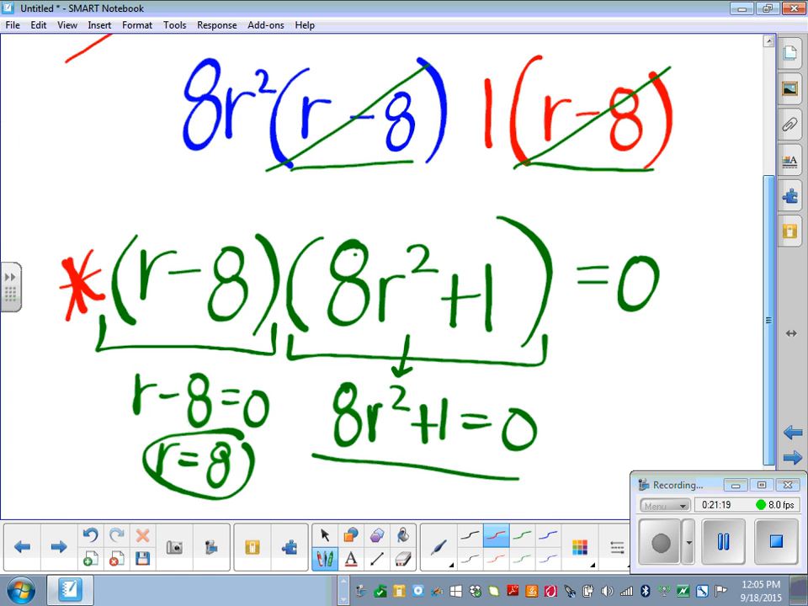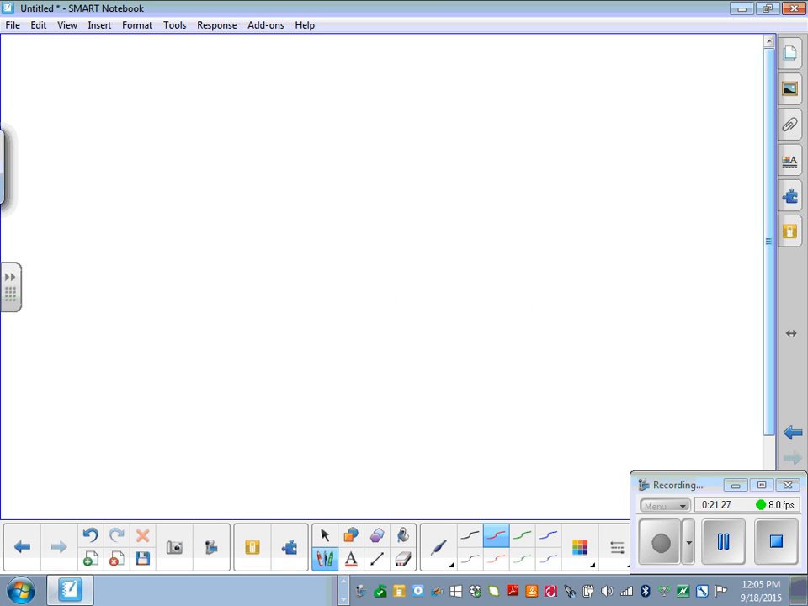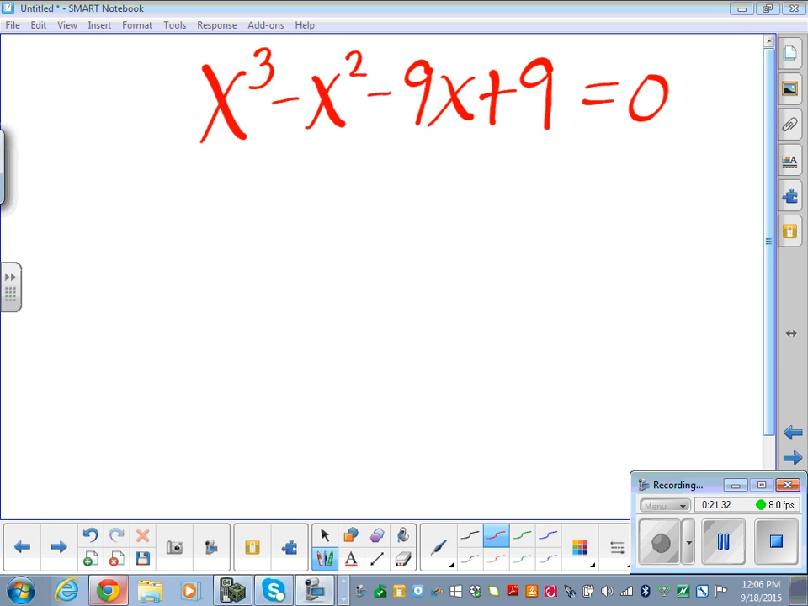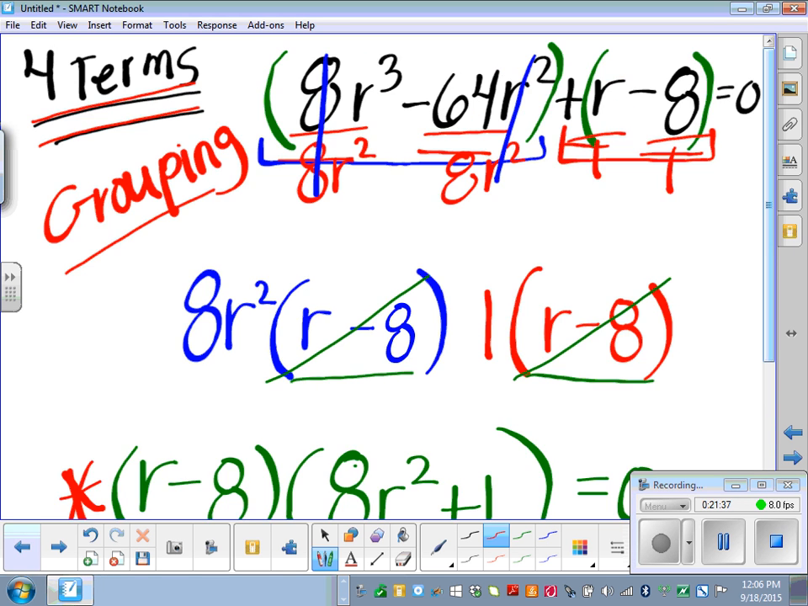Let's do another one where you are going to factor by grouping. Once again, you know you're probably going to be factoring by grouping if you have 4 terms. So let's do another one. Okay, so I'm going to do this one from the test.